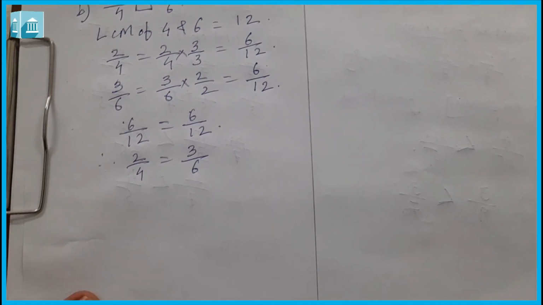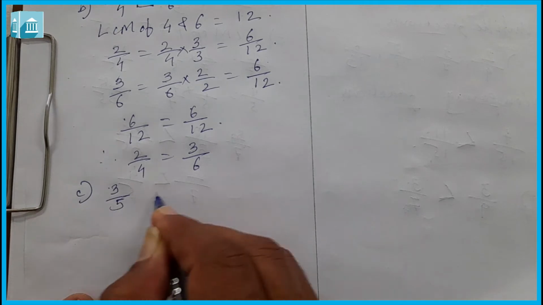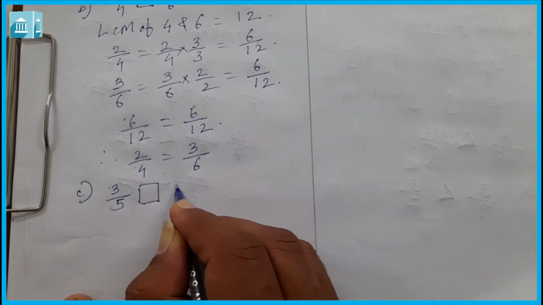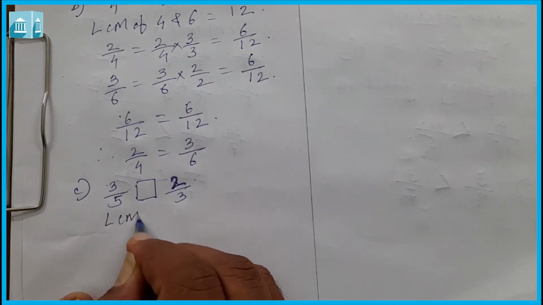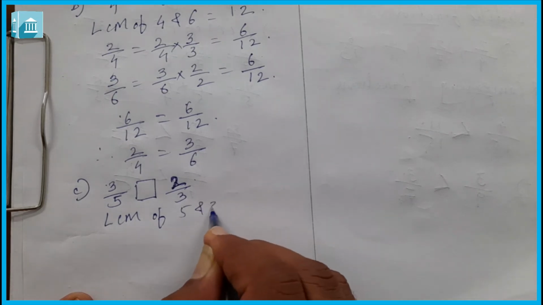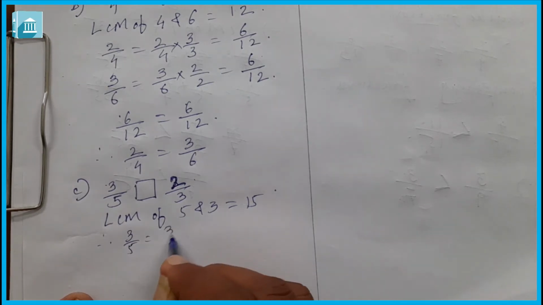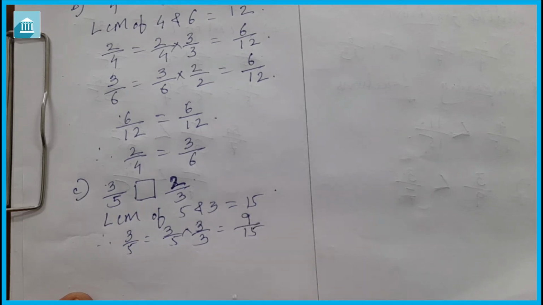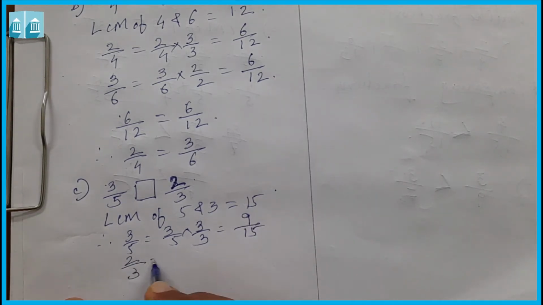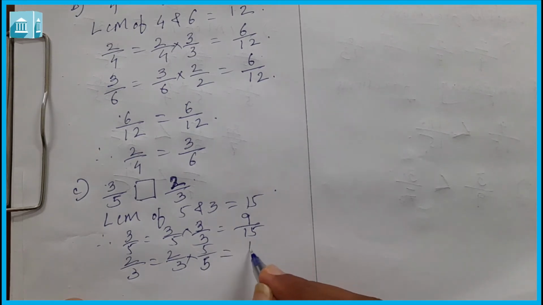Now let us see question number C. Question number C is 3 by 5 and 2 by 3. Here also first we have to find the LCM. LCM of 5 and 3 is equal to 15. Therefore 3 by 5 is equal to 3 upon 5 into 3 upon 3, which is equal to 9 upon 15. 2 by 3 is equal to 2 by 3 into 5 upon 5, which is equal to 10 by 15.